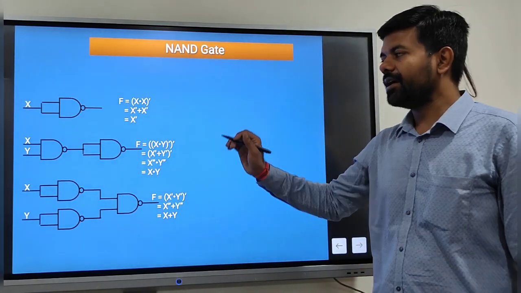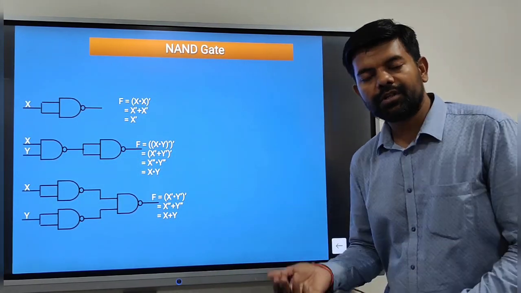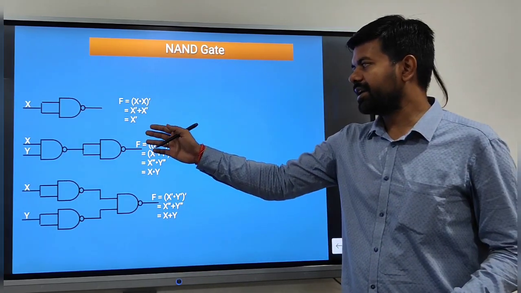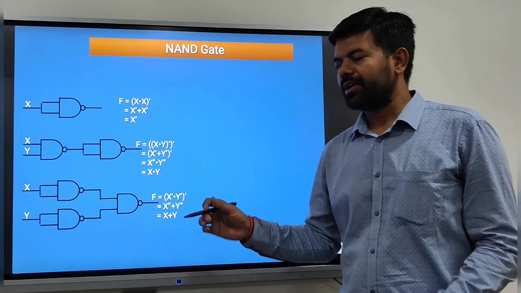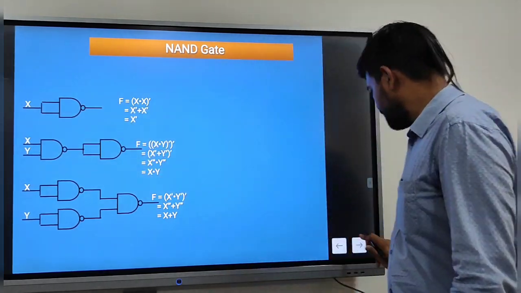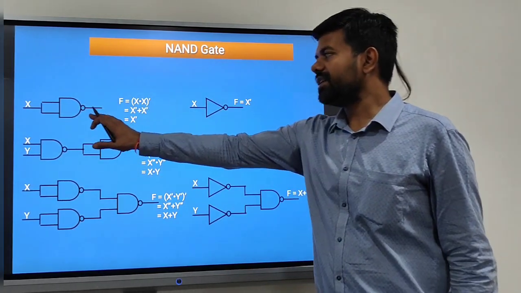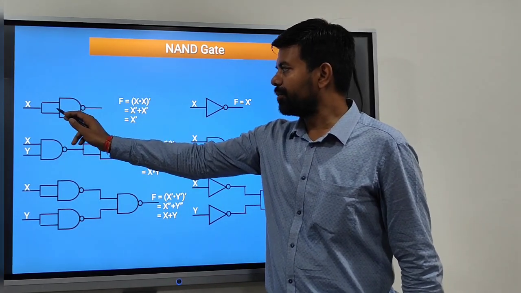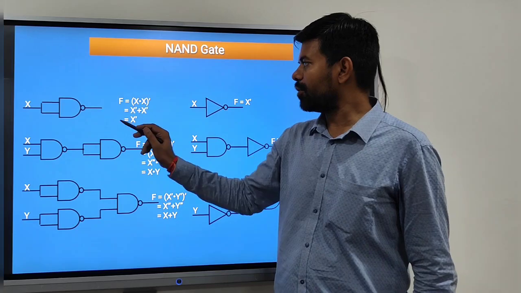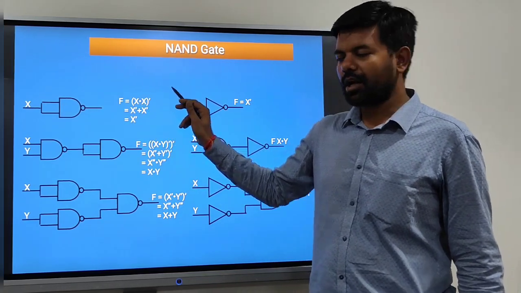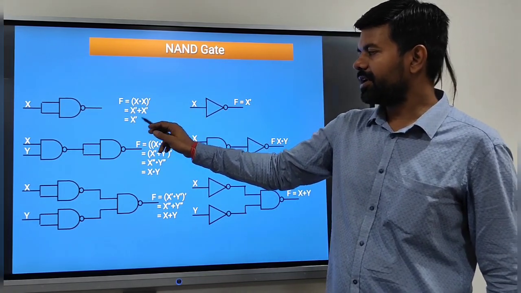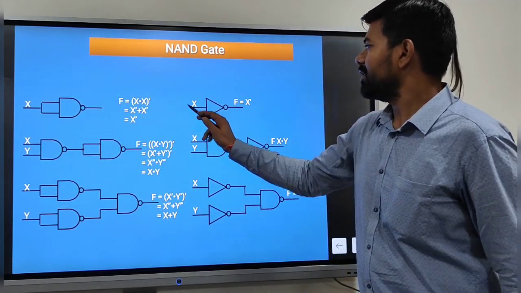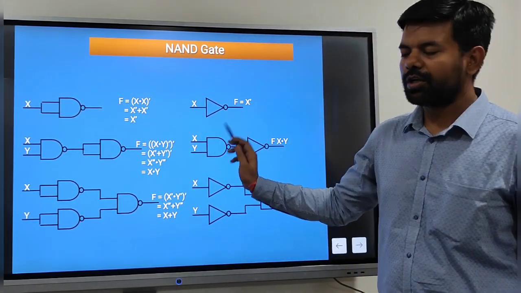How does the NAND gate become a universal gate? We are going to see all the operations of the NAND gate and how it makes the complement. First, the NAND gate: X is the input. If we provide the same input X to both A and B, then (X·X)' equals X', the complement. That is, it performs the operation of a NOT gate.